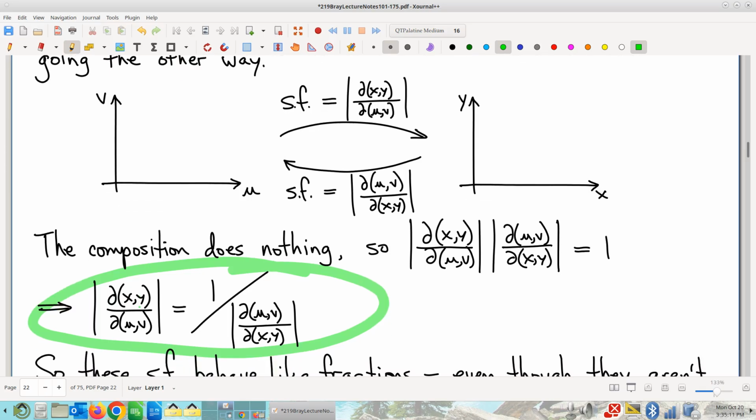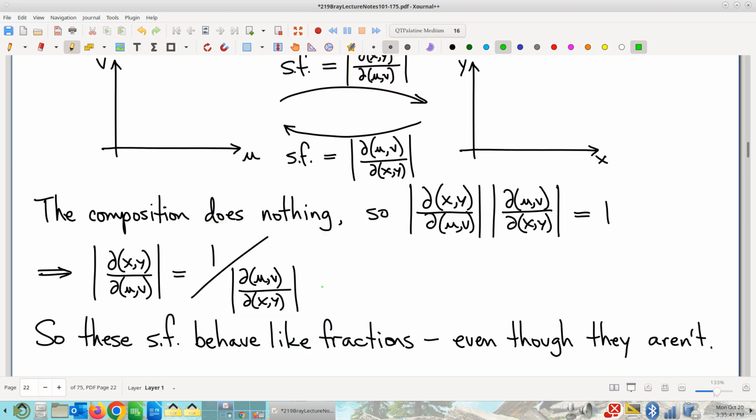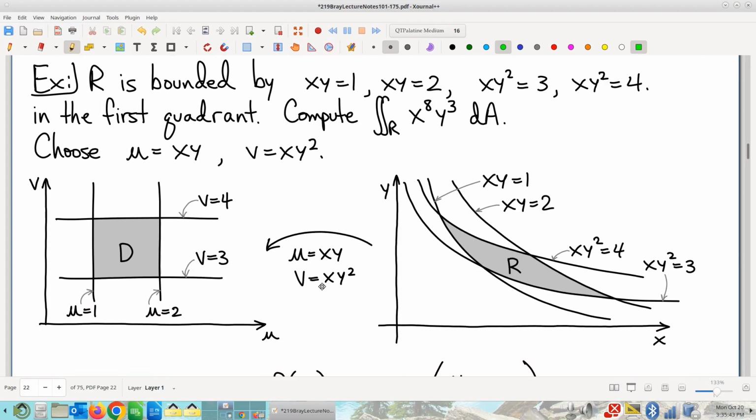And this is another reason that I like this notation. It's a little sketchy notation because I'm writing it as if it's a fraction, and it's definitely not a fraction. It's a determinant, not a fraction. But in this way, too, it behaves like a fraction, and that can be extremely handy. Okay, so nice little punchline. We're going to make use of that in this next example. This next example is a little bit of a tricky one. Very clever idea here.